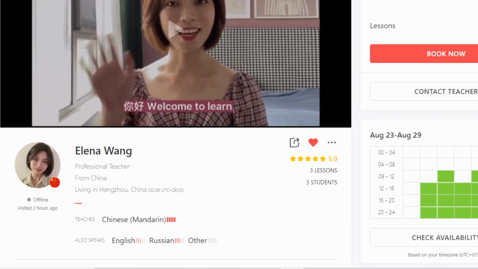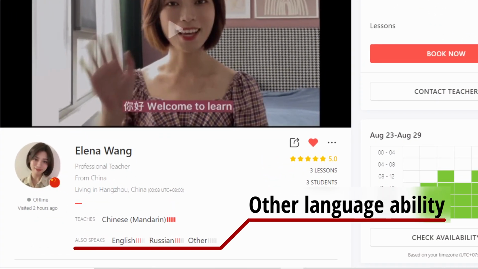Now, in each teacher's profile, the teacher will state what languages they can speak besides the language that they are teaching. Now, keep in mind that this is the teacher's own rating of how well they can speak those other languages. So it's not uncommon for you to find teachers of Chinese which say that they can speak English well, but when you take sample classes with them, you find out that the English language ability just isn't good enough to teach you Chinese. How do we determine a teacher's English language ability without looking at the profile?